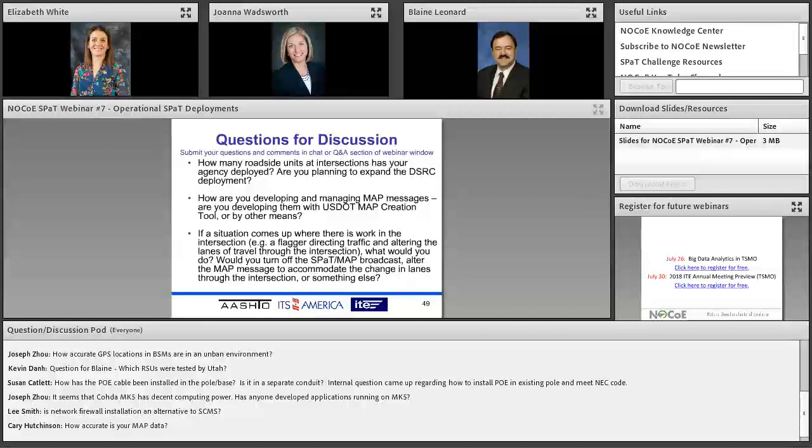So the question here is, if a situation comes up where there is work in the intersection, for example, a flagger is directing traffic and altering the lanes of travel, what would you do? Would you turn off the SPaT map broadcast, alter the map message to accommodate the change in lanes through the intersection, or something else?